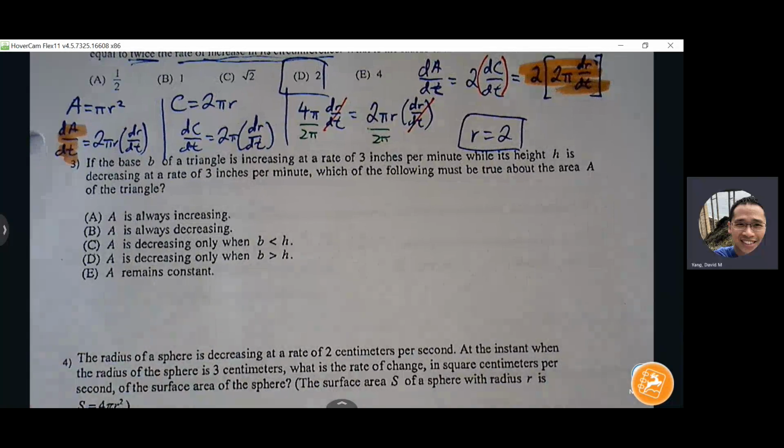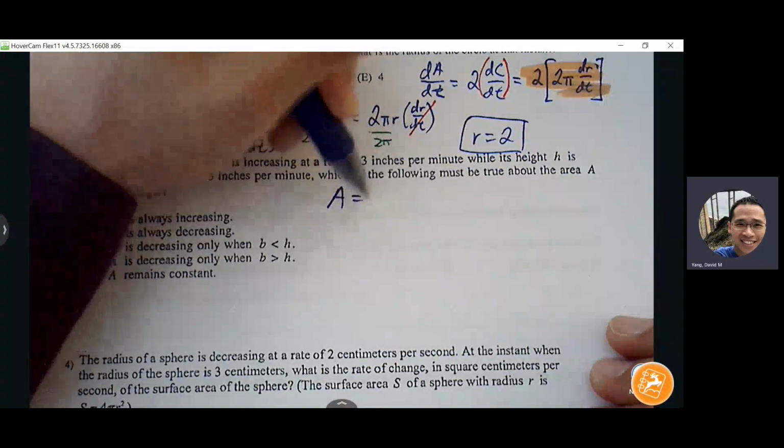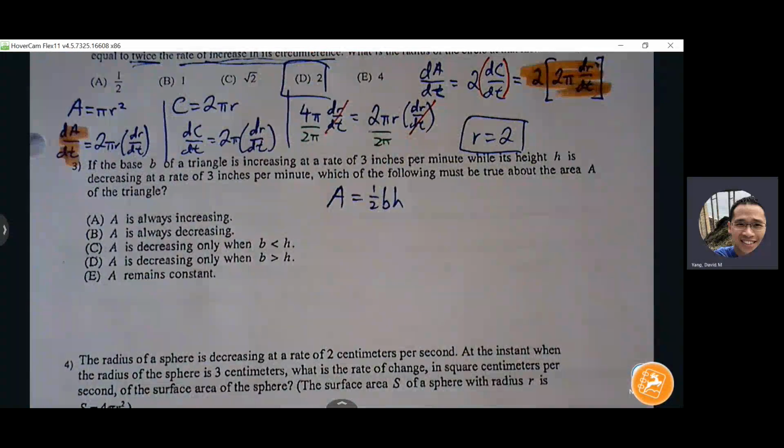Okay, number 3, if the base of a triangle is increasing at a rate of 3 inches per minute, while its height is decreasing at a rate of 3 inches per minute, which of the following must be true about the area of the triangle? Okay, so we have the area of a triangle being 1/2 base times height. We have all these rates that are showing up. So why don't we just go ahead and find the derivative so we can make some substitutions and see a little bit more clearly what's going on.